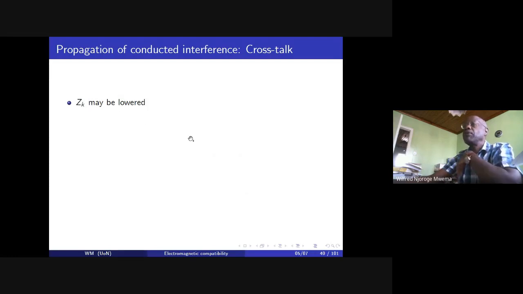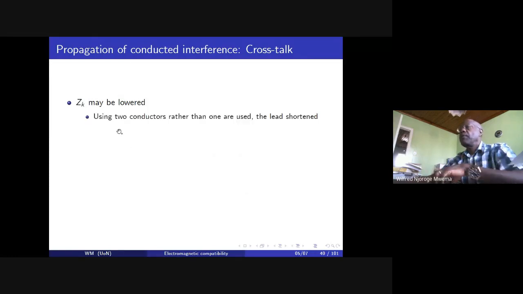So Zk may be lowered in the following ways. We can use two conductors rather than just using one, and then the lead will be shortened. One thing is that the resistance of one conductor and the resistance of the other will be in parallel, and we know that when you have two resistors in parallel, the resultant resistance is lower than the resistance of either of the two conductors.